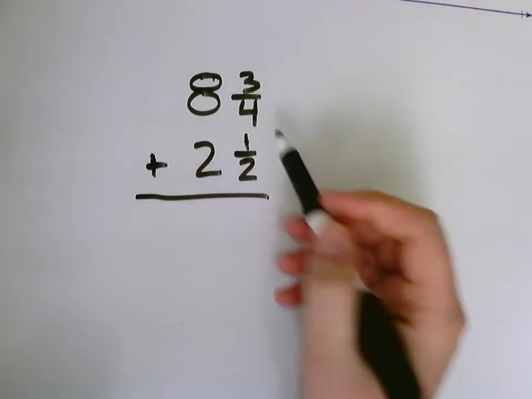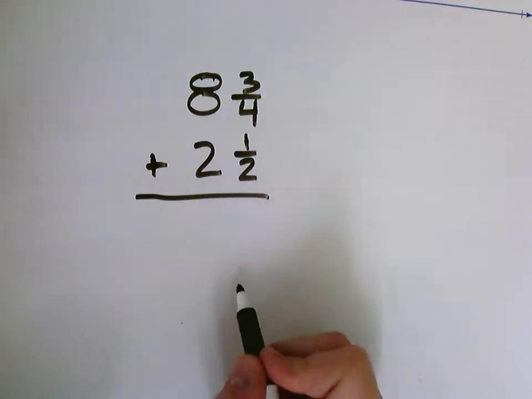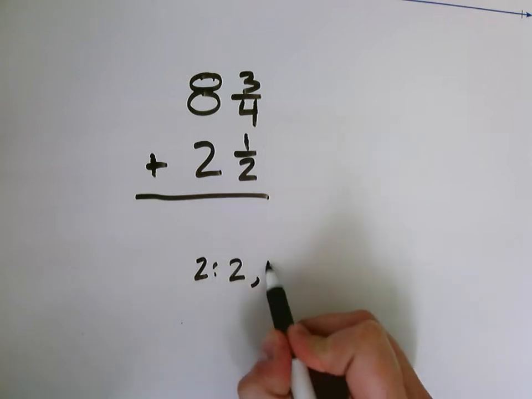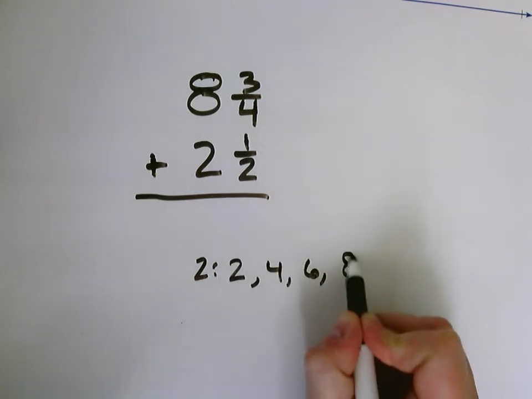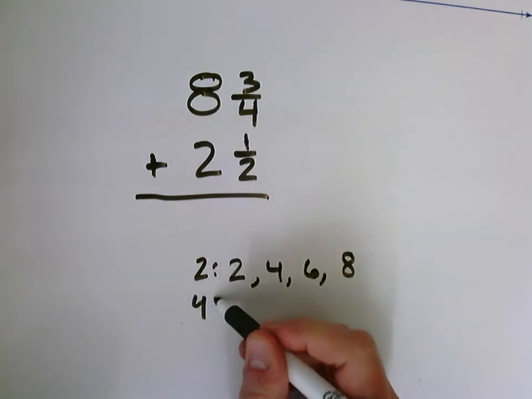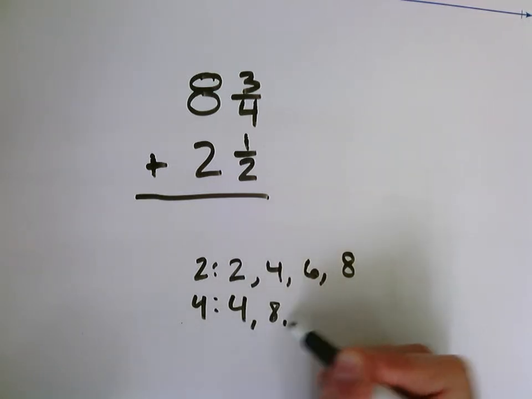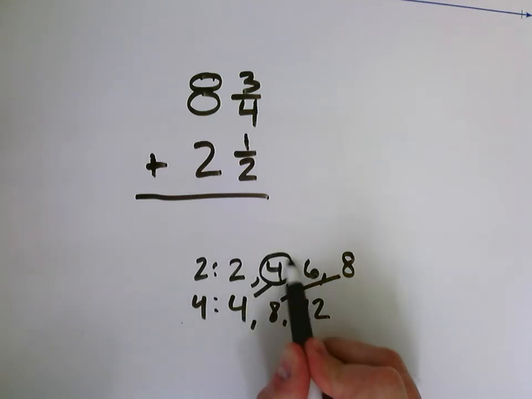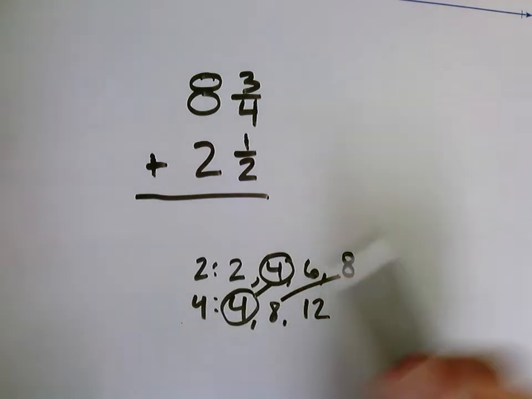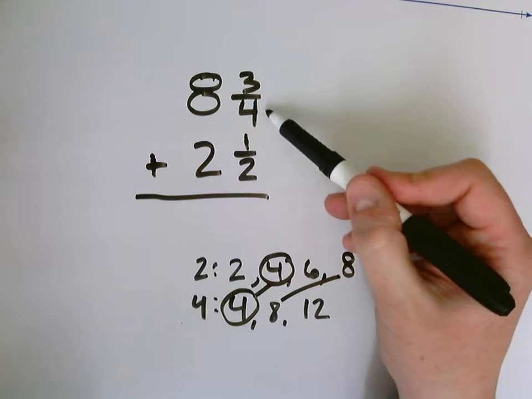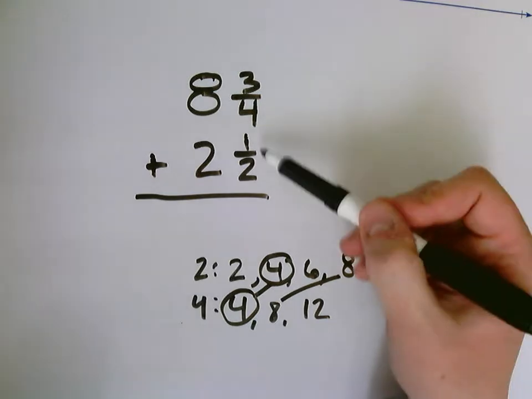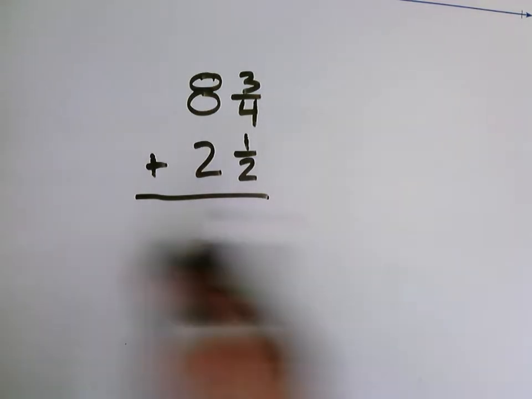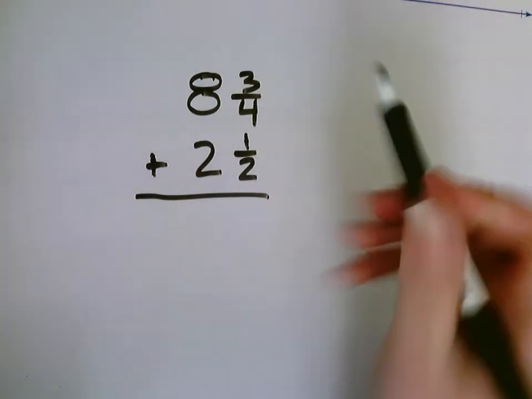So let's see. If I was going to find my common multiples, I would have 2, 4, 6, 8, and then if I counted by fours, 4, 8, 12. Well, I see that 4 and 8 are in common, but I want to use my least common multiple, which is 4, which is great because then I don't have to change my 3/4 into a new denominator. I only have to change my 1/2. So let's go ahead and rewrite 2.5 with a denominator of 4.